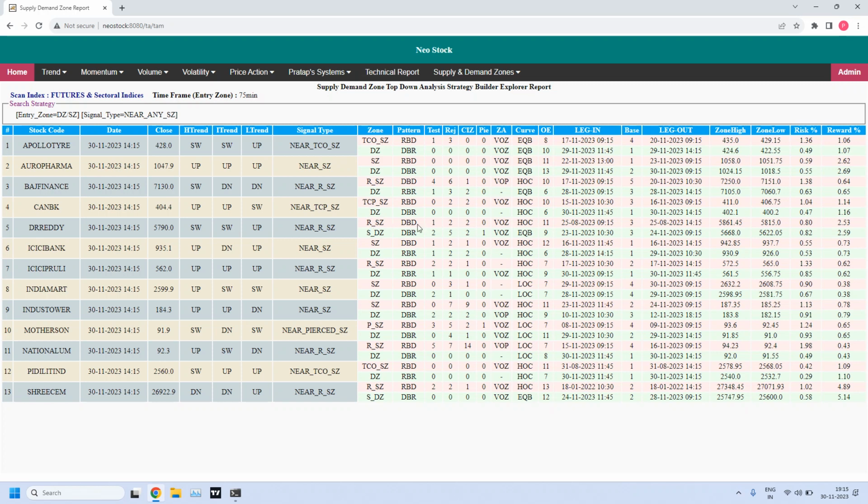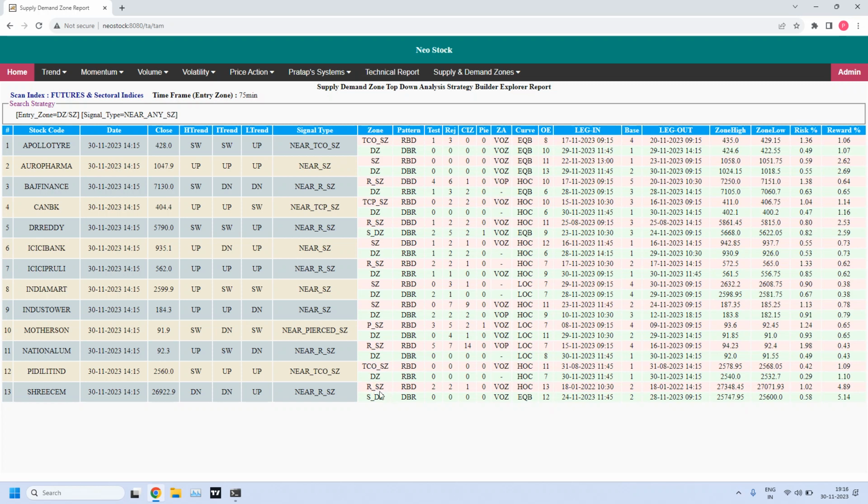Dr. Reddy's already tested once and 2 rejections. ICICI Prudential Life Insurance already tested 2 times. Earlier we got entries in this stock. National Aluminium already tested 5 times. So should be very careful with this. So many times. You should always look for a fresh zone. If it is a little deep inside, maybe much better. You may get better reward.